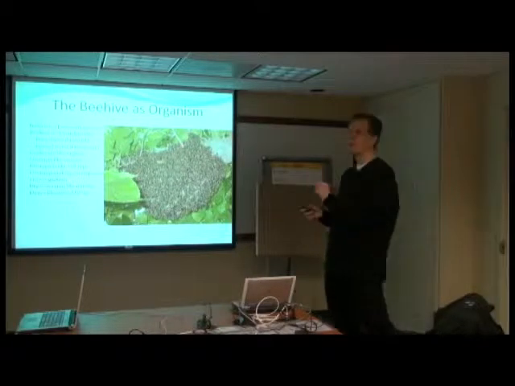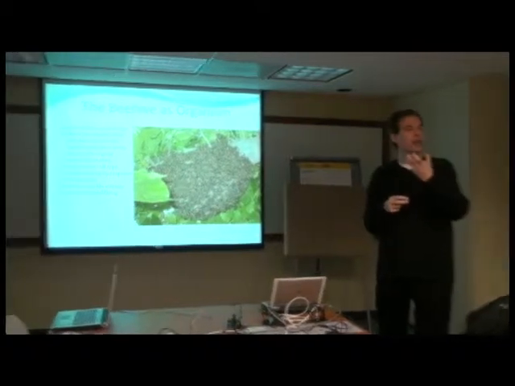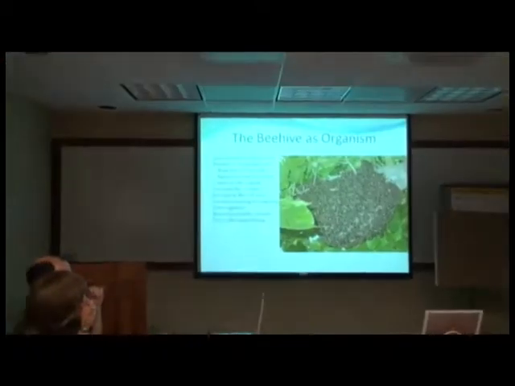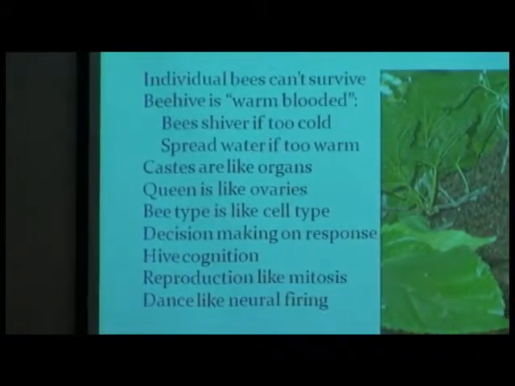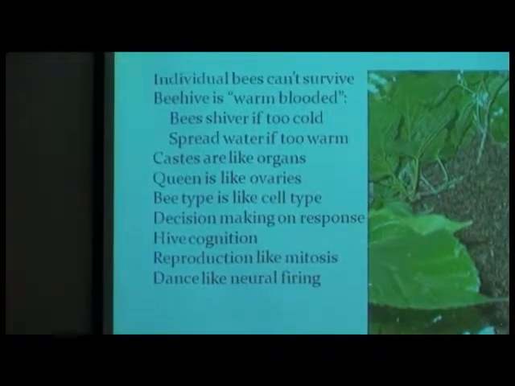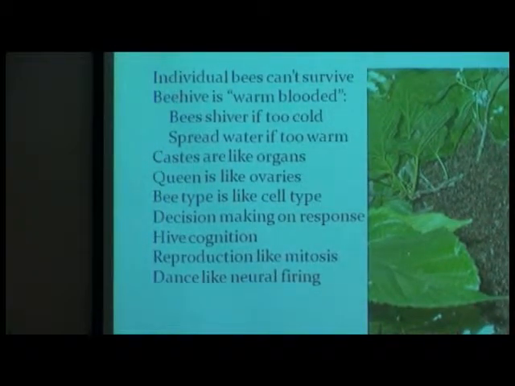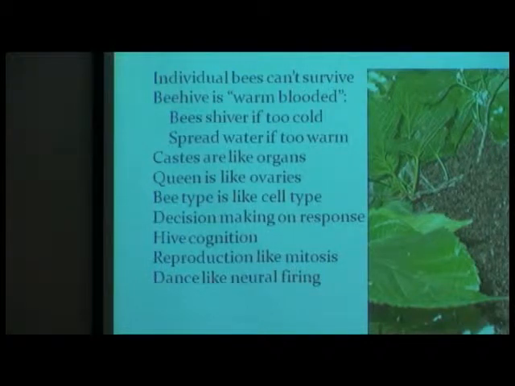The castes, bees come in different flavors. The queen is very different. She's like the ovaries. Other bees, the worker bees, are like different organs of the hive. So the bee type is like a cell type. And the process of choosing what types of bees to form is like the developmental process in which an organism has to choose what cells to choose.